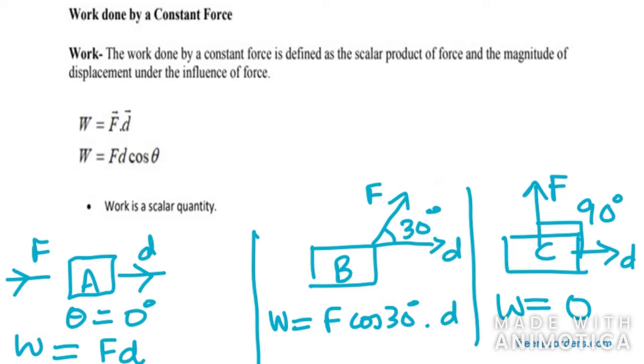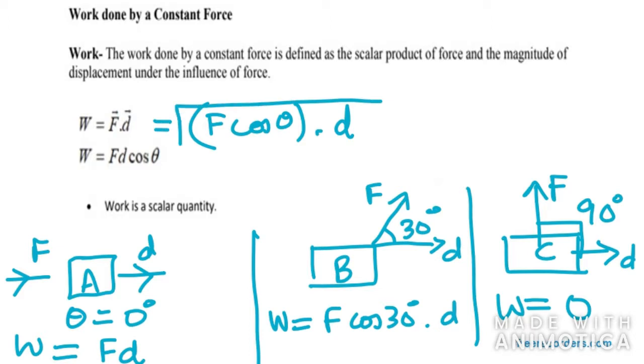So work done depends on force and displacement under the influence of force. So you must remember that the F vector is defined as F cos theta and D is the same. So therefore we get this solution for work done.